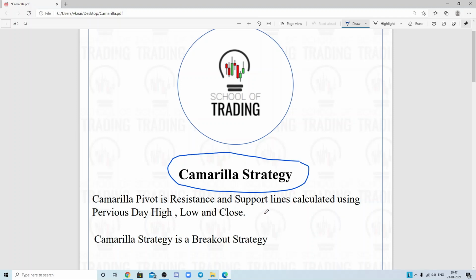So Camarilla pivot point is an indicator that allows you to recognize key price levels. You can recognize the entry point, you can recognize the exit point, and you can also set your stop loss. So this is the beauty of this strategy. With this strategy, you know the entry point, you know the exit point, you also know where to keep your stop loss.